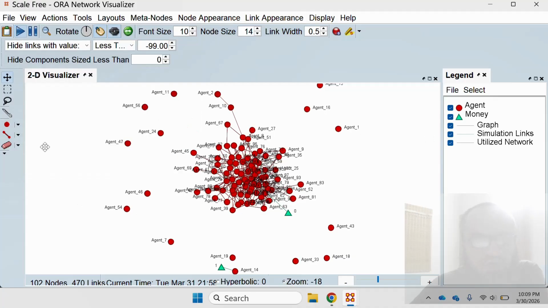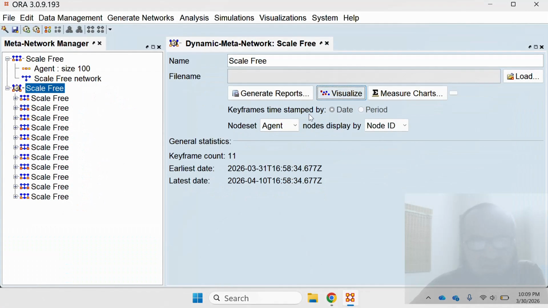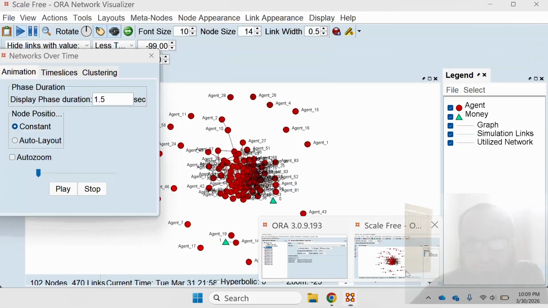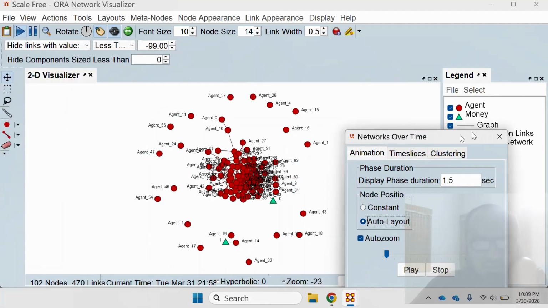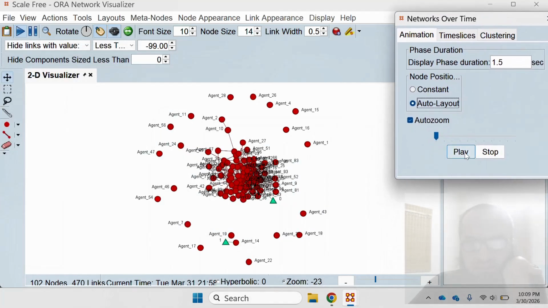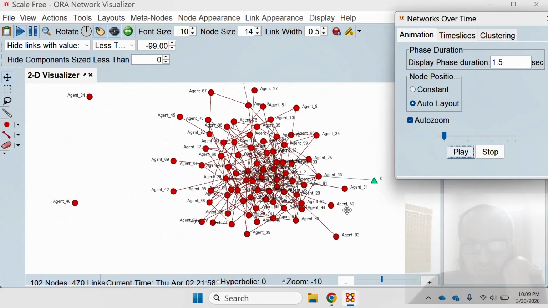Okay, I'm not sure why it got hidden, so I have to call it again. Right, this software is not very perfect. So we are here. Okay, auto zoom, auto select, and now I say play. So every 1.5 seconds it is showing us how it is.